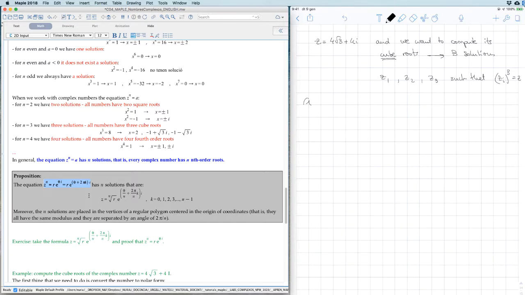So the first thing, remember that we can only do it in polar form. So the first thing that we need to do is convert to polar. So we have this number here.